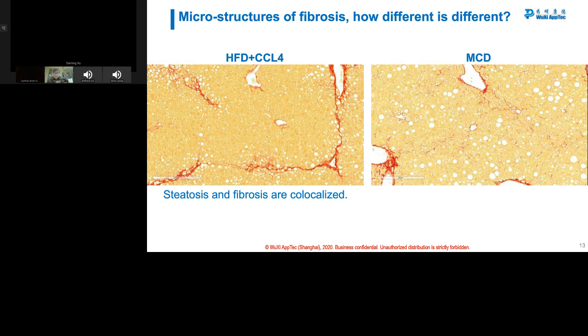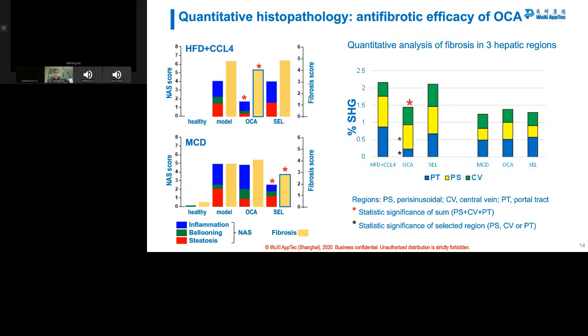Whereas in the MCD model, the fatty droplets are more heterogeneous in terms of size. They're much bigger than what we saw in the high-fat plus CCl4 model. And there doesn't seem to be a very clean co-localization of steatosis with fibrosis in the MCD model. So now the question really is, can we quantify the difference of fibrosis in these two models?